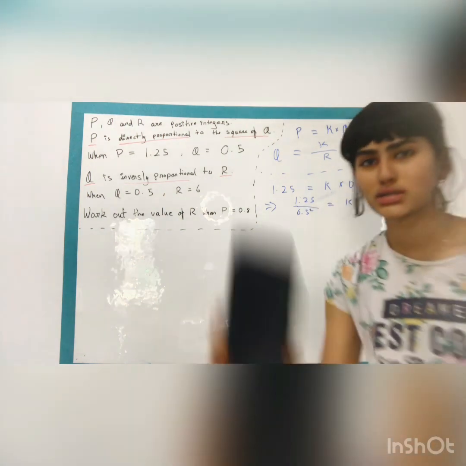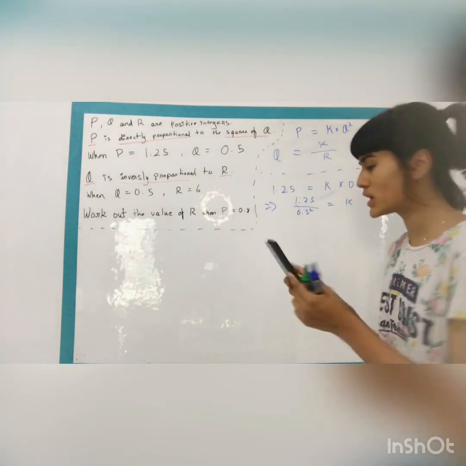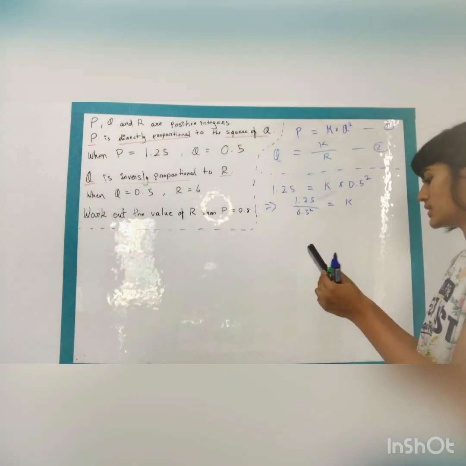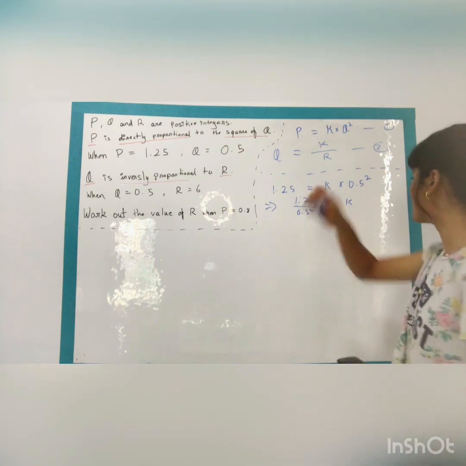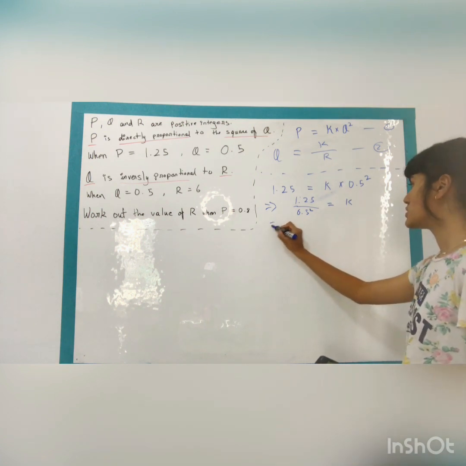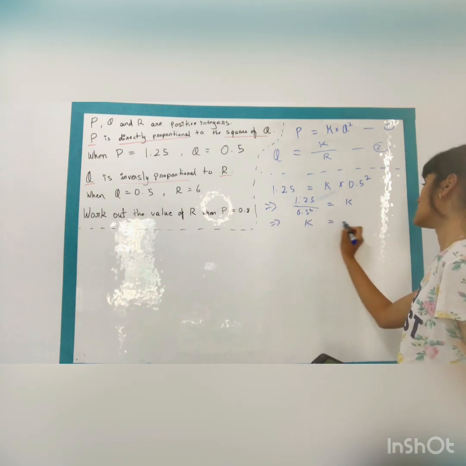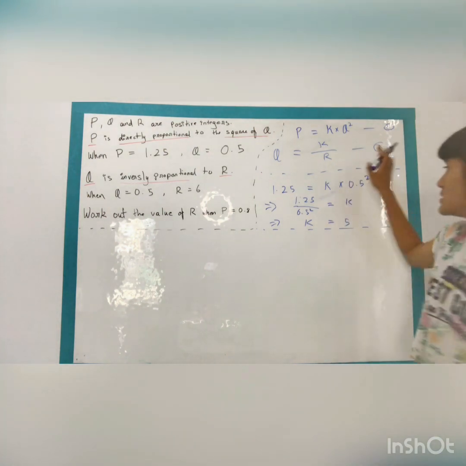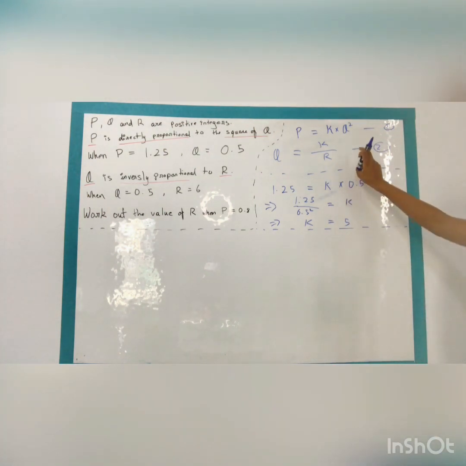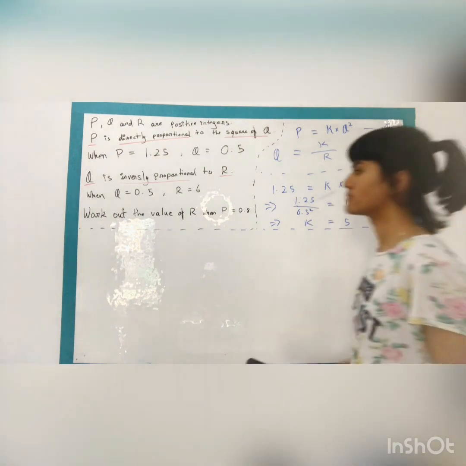I've got my trusty scientific calculator in hand. I'm not a genius, I can't do that in my head. 1.25 divided by 0.5 squared. So K is equal to 5. K is equal to 5.